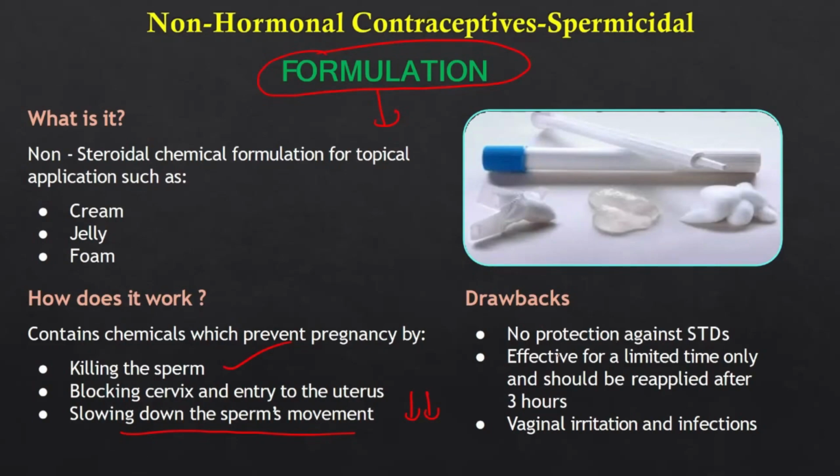Okay. So what are the drawbacks? It will not protect against STDs. Remember, these will not protect against any STDs. Only barriers will protect from STDs. Whatever chemical contraceptives we are using, they will not protect from STDs. And it is effective for a limited time period, up to 3 hours, so every 3 hours you have to use it. Vaginal irritation and infection can occur, because some people show allergy to these formulations. So it can cause irritation and infection in those patients who have allergies.